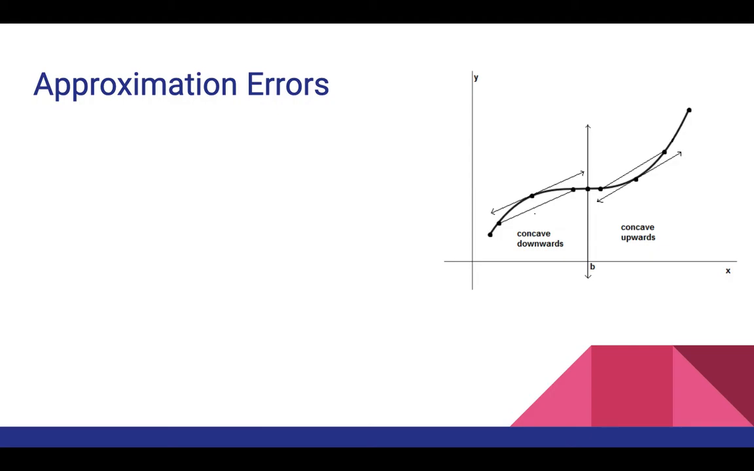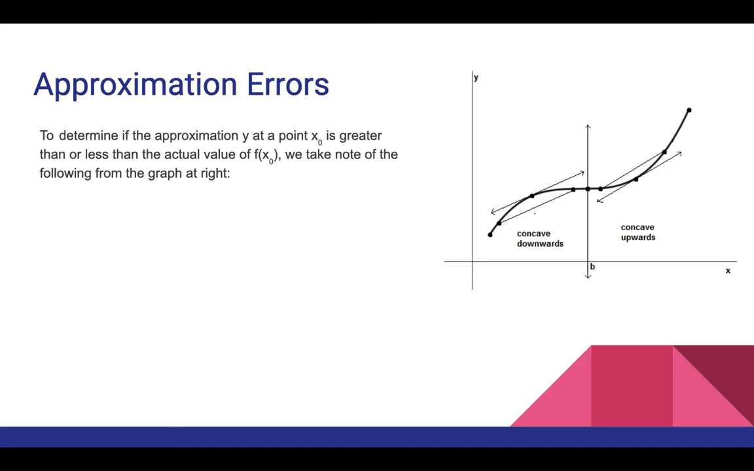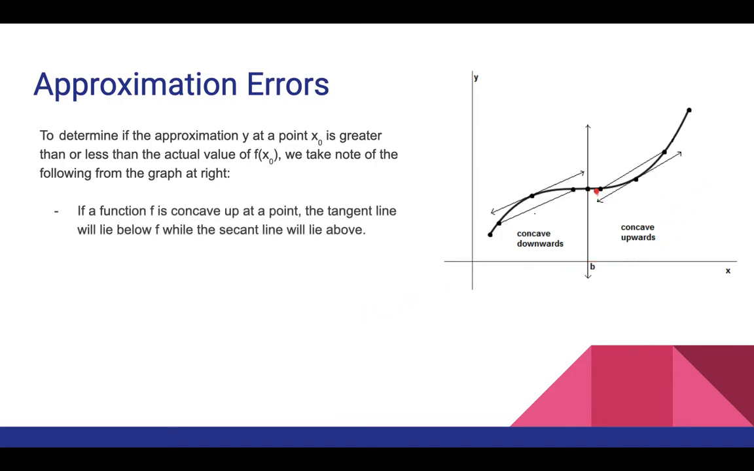So as with all approximations, there are going to be some errors. So how can we determine what type of errors we'll get, whether our approximation will be less than or greater than the actual function value? So we take note of the following right here. If f is concave up at a point like we have right here, we notice that the tangent line is going to lie below our curve, while our secant line is going to lie above our curve. Thus, if a tangent line approximation is used, our approximation will be less than our function's actual value, while if a secant line approximation is used, the approximation will lie above and thus be greater than our actual value of the function at our point of interest.